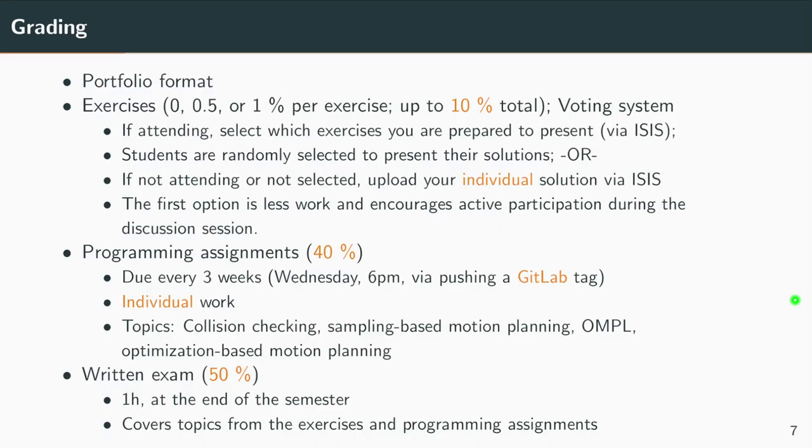Maybe I say something compared to last year as well. So we started this portfolio format last year as well. In particular, the programming assignments were a bit more chaotic because there was no immediate feedback. So students would submit, then the TAs tried to run it, and maybe the scripts were named differently or whatever. And it was very difficult to even run the submissions.